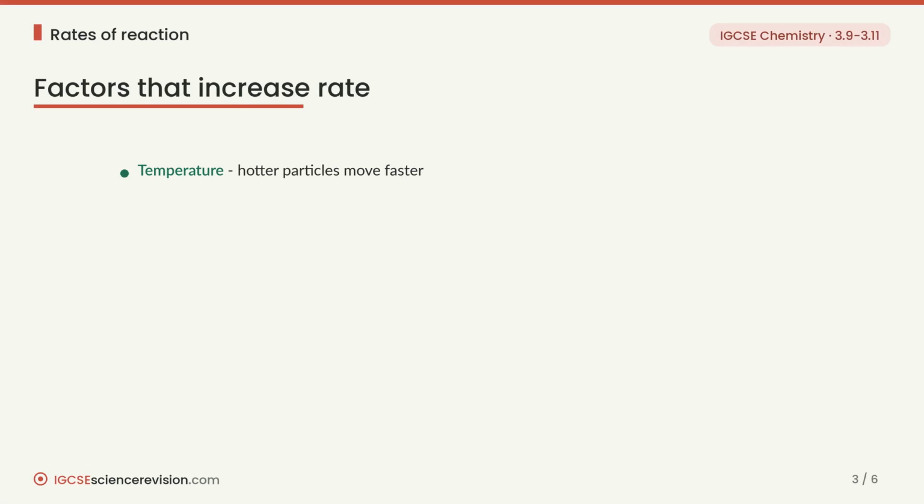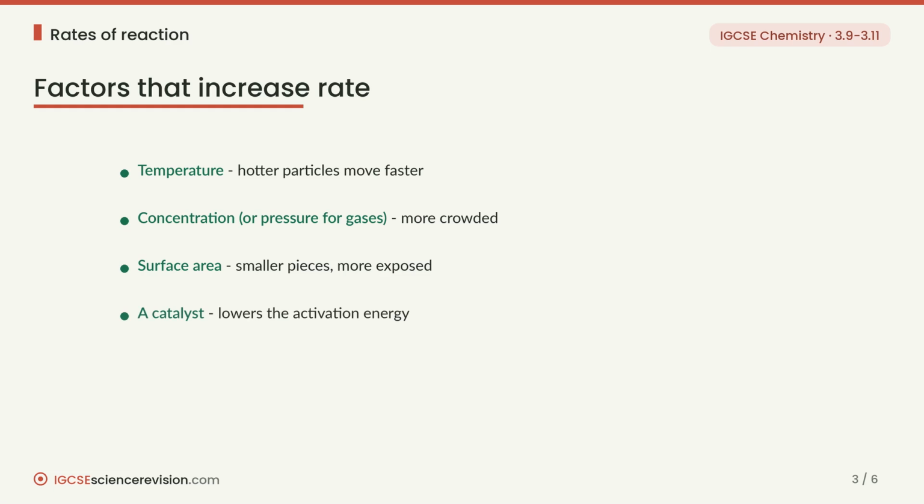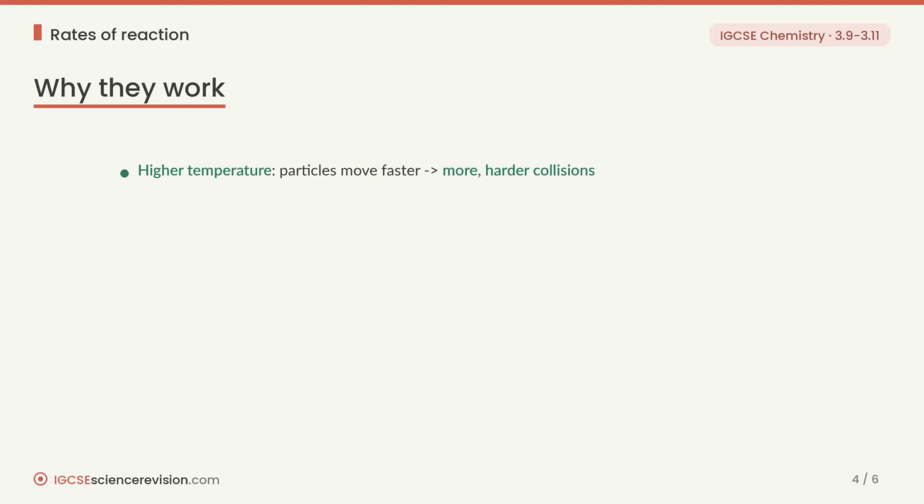There are four main ways to speed up a reaction: raising the temperature, increasing the concentration of a solution, or, for gases, increasing the pressure, increasing the surface area by breaking a solid into smaller pieces or a powder, and adding a catalyst. Let's see why each of these works. Each factor comes back to collisions.